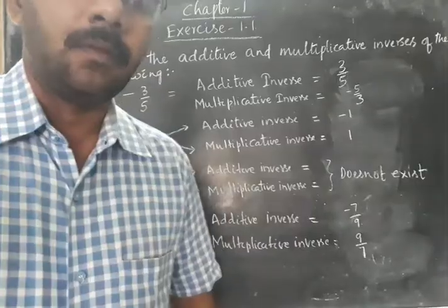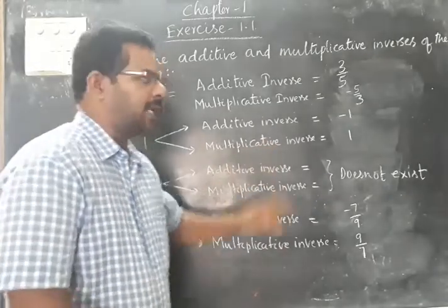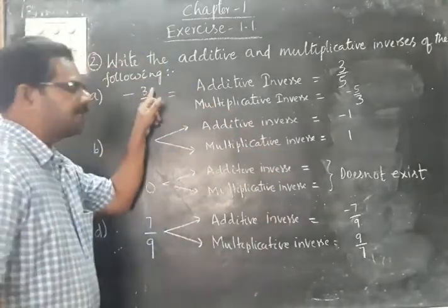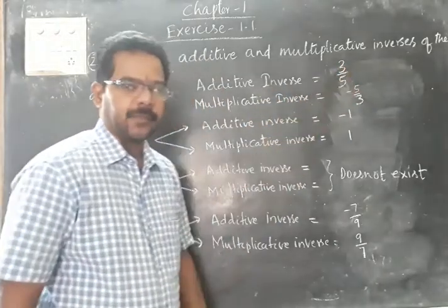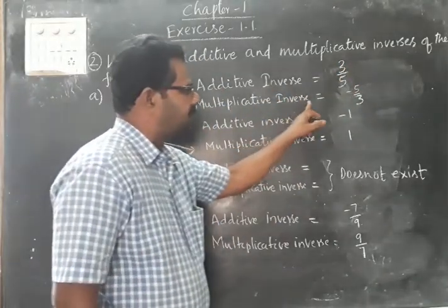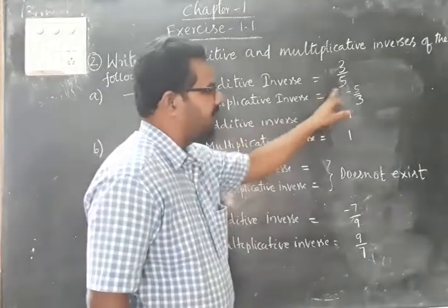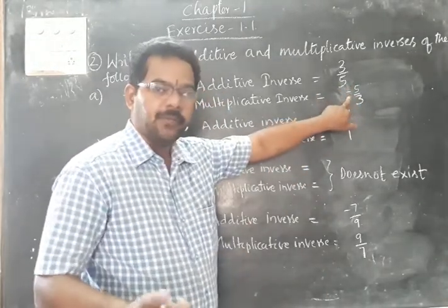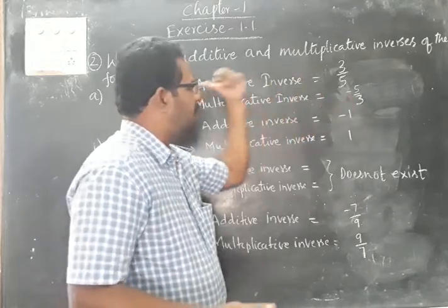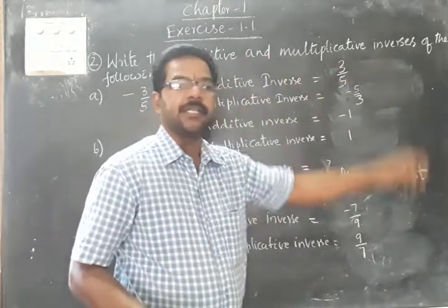See the answers. Here I have written answers. For minus 3 by 5, additive inverse is 3 by 5. Multiplicative inverse of minus 3 by 5 is minus 5 by 3, because if you multiply with this number only, we can get 1. If you add minus 3 by 5 plus 3 by 5, we can get 0.